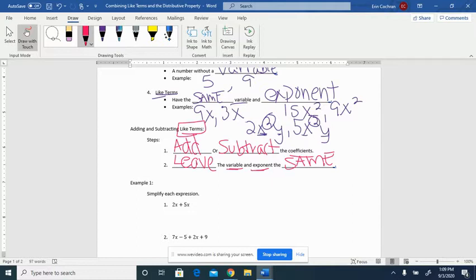So as I look at example 1 here, 2x and 5x are like terms. So we're going to add the coefficients, which is 2 and 5. So 2 plus 5 is 7. And we leave the x alone. So you get 7x.